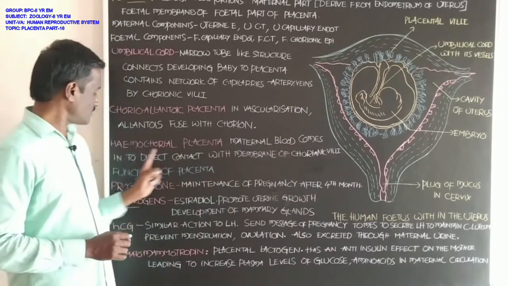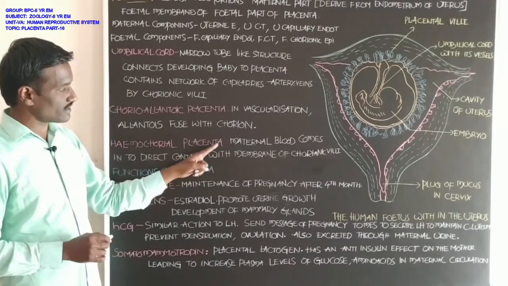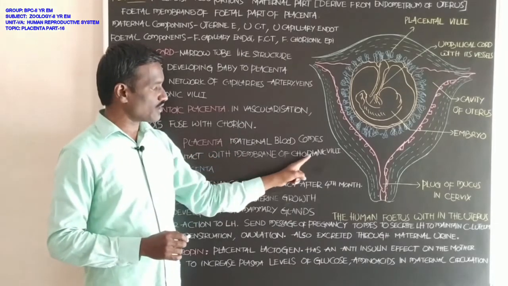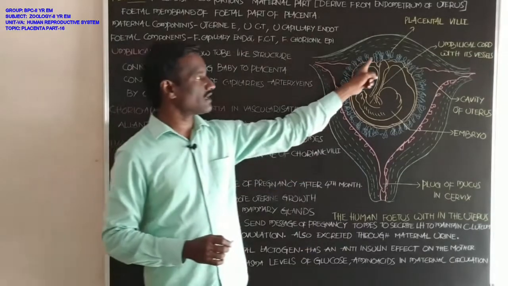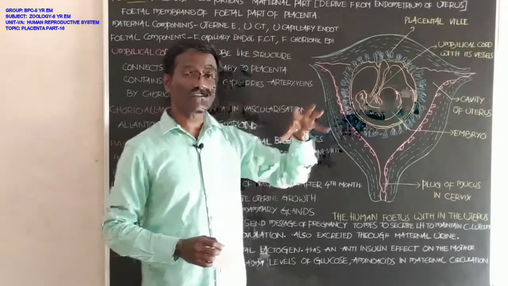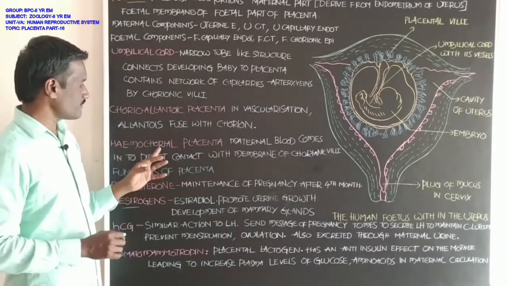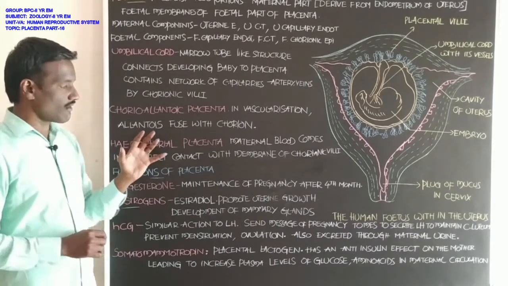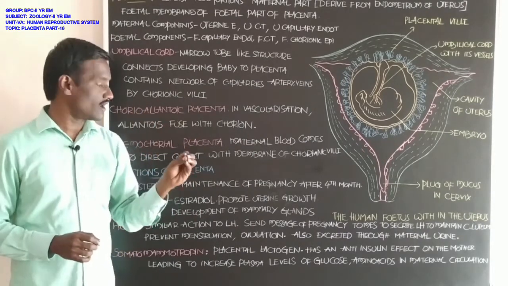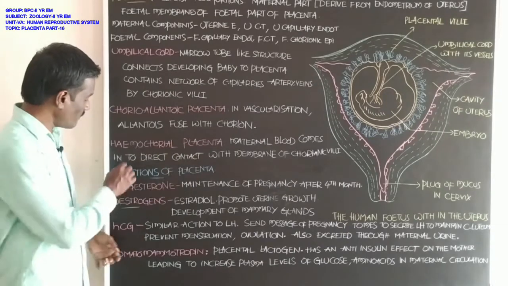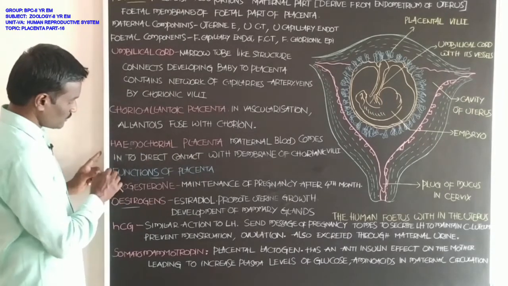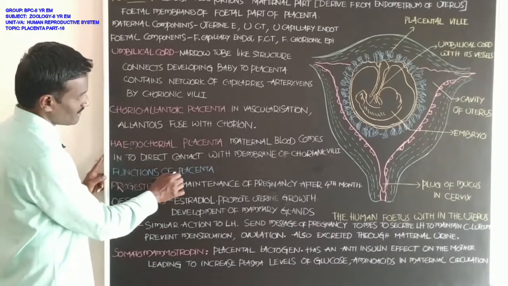Maternal blood comes into direct contact with the membrane of the chorionic villi. These are the chorionic villi, in direct contact with the maternal blood. So it is called hemochorial placenta. Hemo means blood.